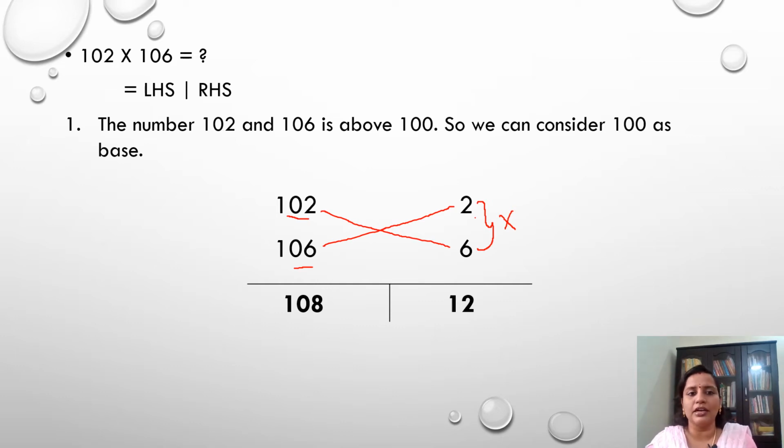So what is 102 into 106? I have to take down the LHS and RHS directly. I need not do any other process, isn't it? Yes, come on. 102 into 106 is equal to 10,812. Okay, come on, let's go for the next problem.